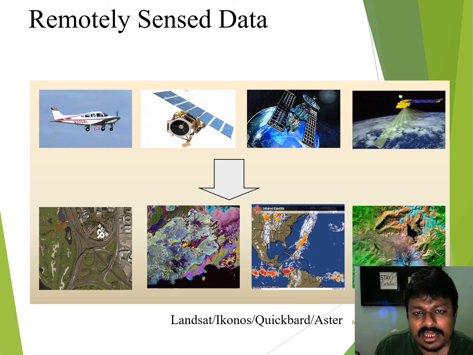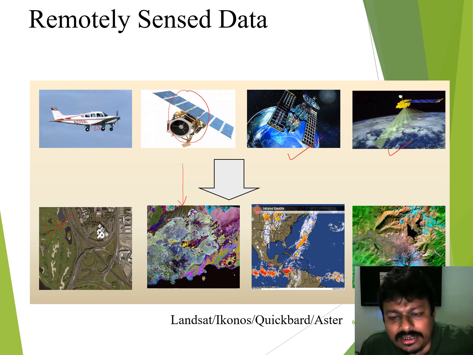Now this is the Ikonos satellite generating Ikonos images. This is the QuickBird, and this is the ASTER. So different satellites capture images in different manner. Some capture images in monochromatic manner in a single wavelength, and some capture images in three wavelengths, or sometimes 7 different wavelengths.